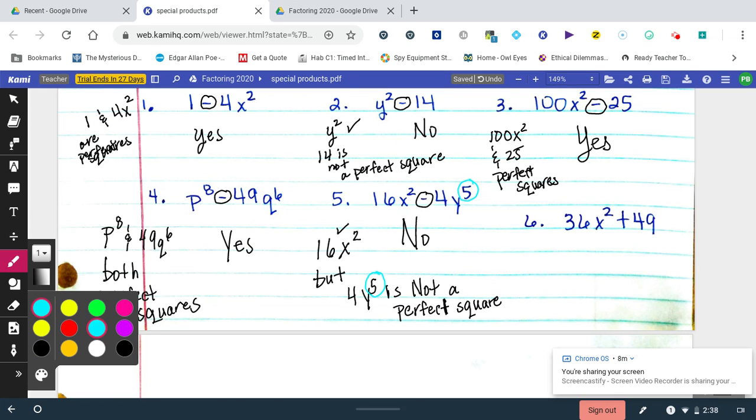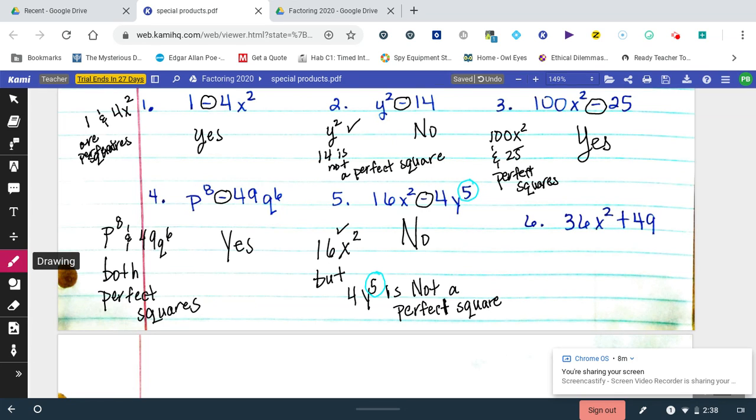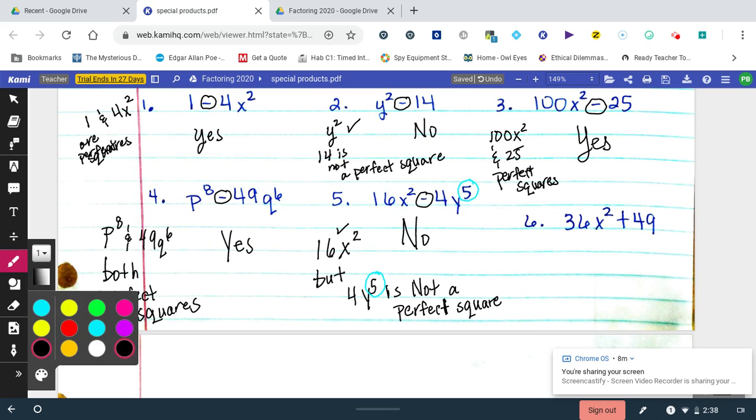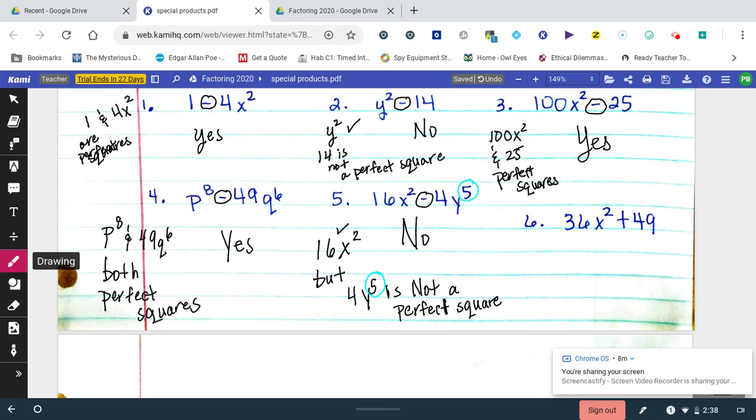All right, let's check this one. Is it a difference of two perfect squares? So the first thing you're going to check is see if there's a what in the middle? Okay, there's a plus in the middle. So this is automatically a no. There is a plus sign in the middle.